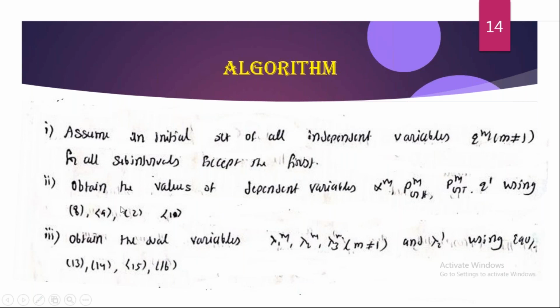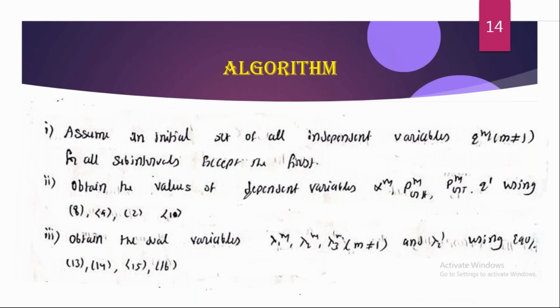Now, what are the different steps involved in the solution method? The first one is to assume an initial set of all independent variables for all subintervals except the first. As already told, we keep the independent variables constant except in the first iteration. After the first iteration, for the remaining iterations we use the same parameters.